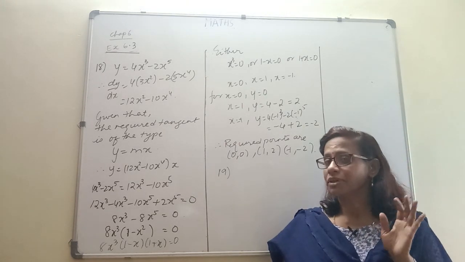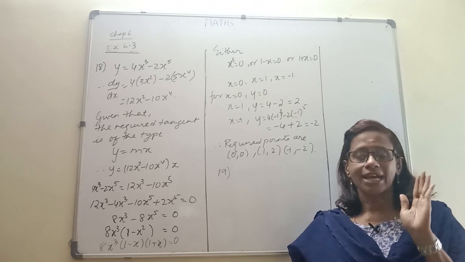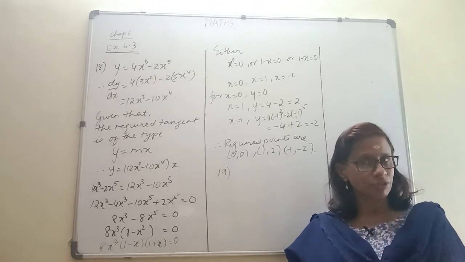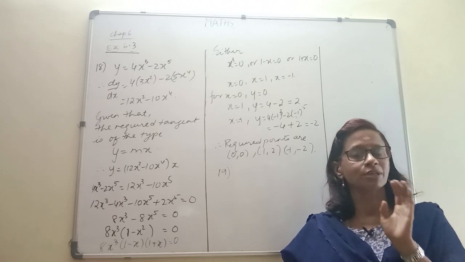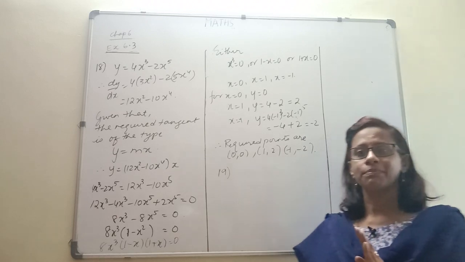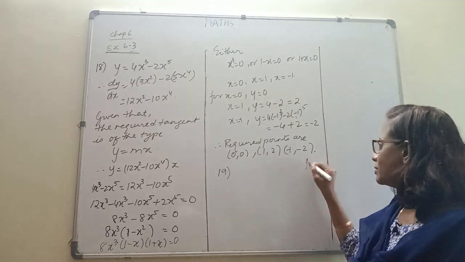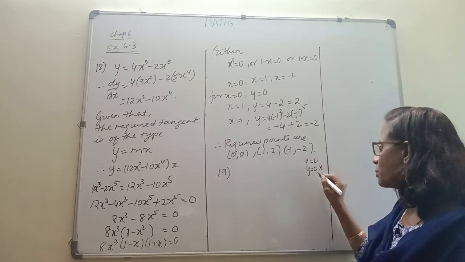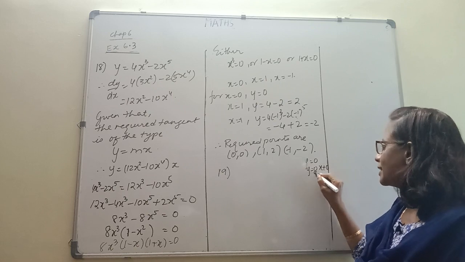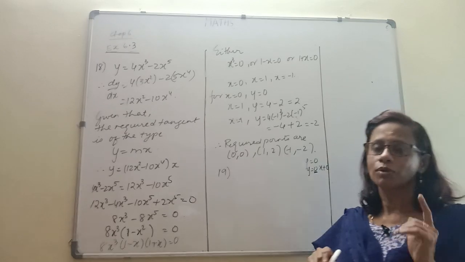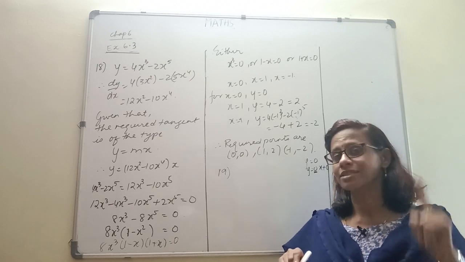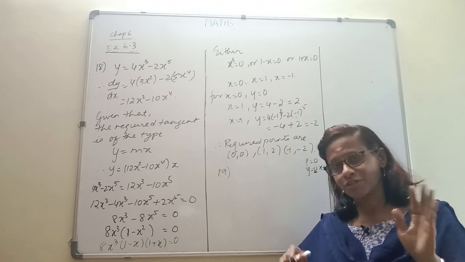Now x-axis, I hope we have not forgotten that the x-axis is given by the equation y equal to 0, and its slope is 0. Why? Because you can write y equal to mx, so y equal to 0x plus 0, and m represents the slope. So the slope of the x-axis is 0. If a line is parallel to the x-axis, it means dy by dx equal to 0.